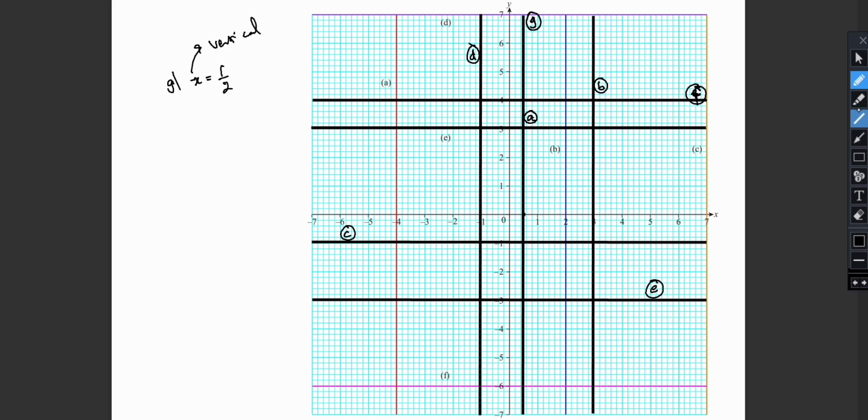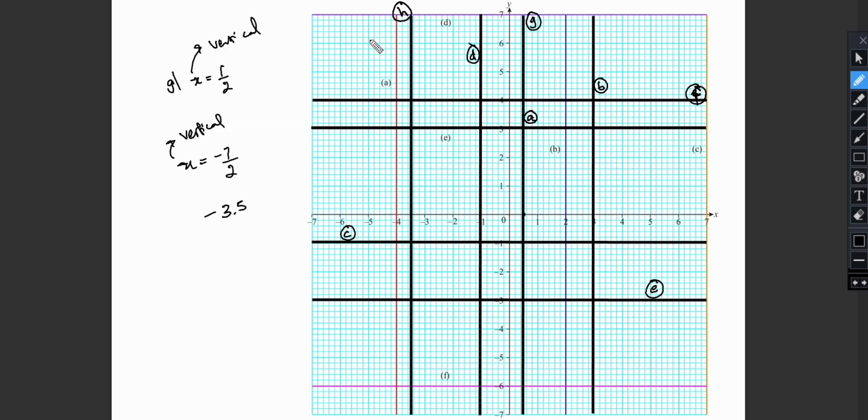Now for the H part, H says x is equal to minus 7 by 2. X means that it is going to be vertical. 7 by 2 means 3.5. So minus 3.5. This is going to be somewhere over here, in the middle. Right. So this is our H part. And that's it.